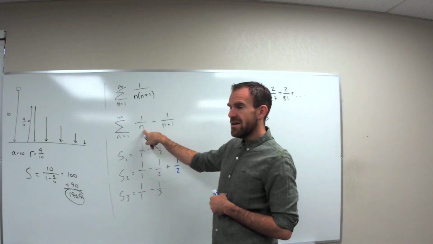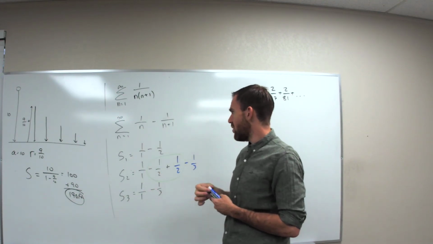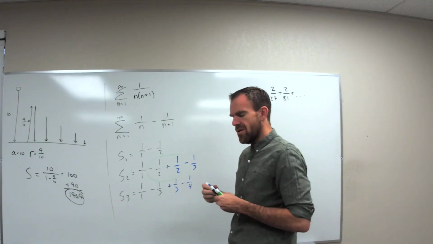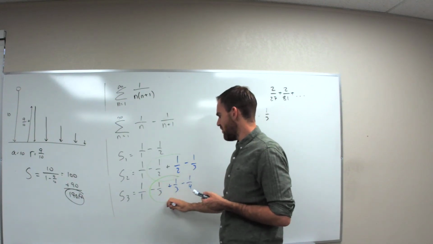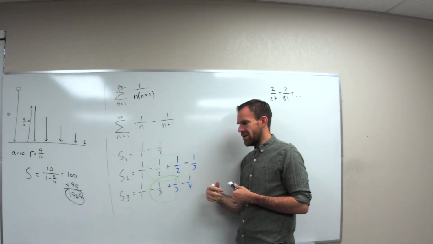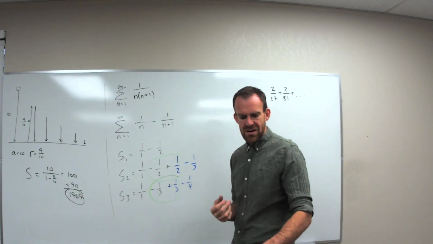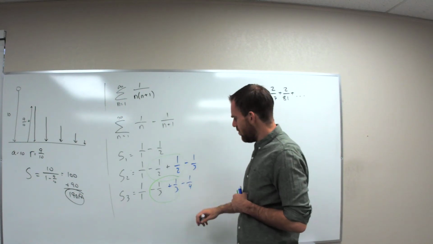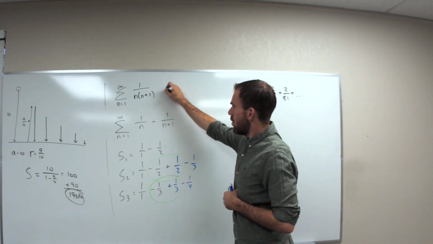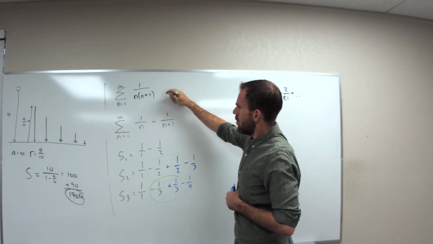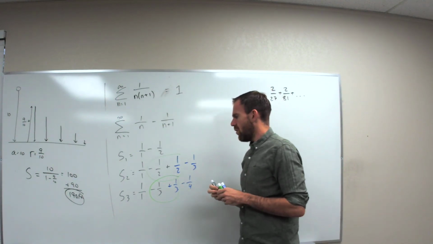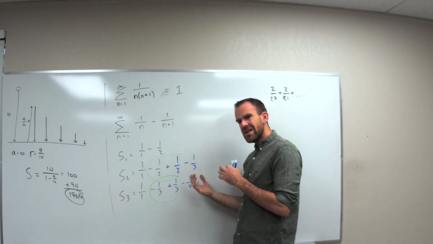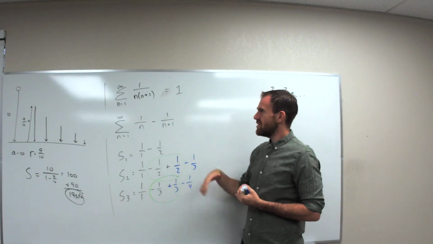My third term, n equals 3, I will add 1/3 and subtract 1/4. Notice that these terms cancel out. So each time, the following term cancels out the previous one. And so what does this converge to? Well, it converges to 1. Why? Because each time the subsequent term is going to cancel out the previous one, and these are getting smaller and smaller and smaller, so eventually we get 1.